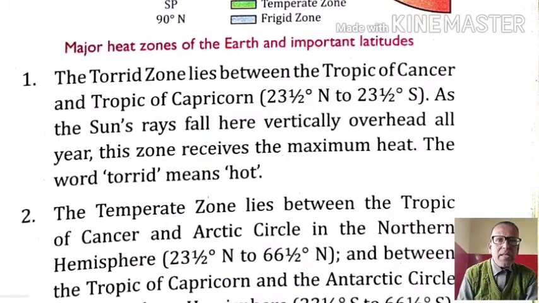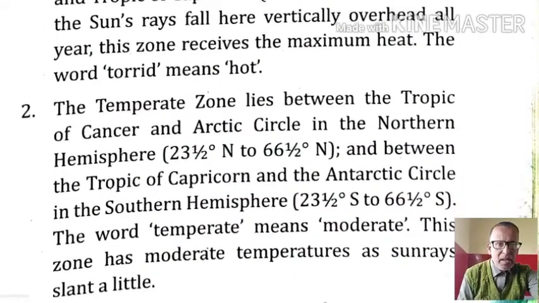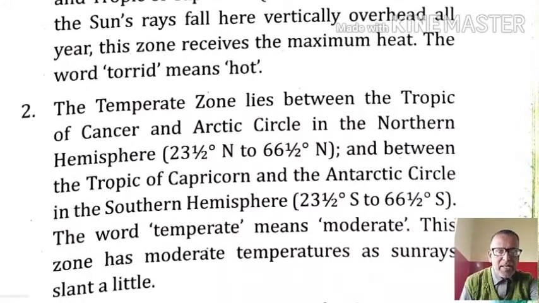So this zone, torrid zone, receives the maximum heat because the sun rays fall here vertically, or there is a vertical fall of sun rays, and that is why this zone receives the maximum sun rays and becomes maximum heated.